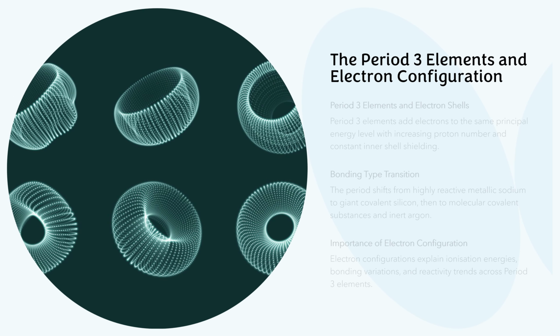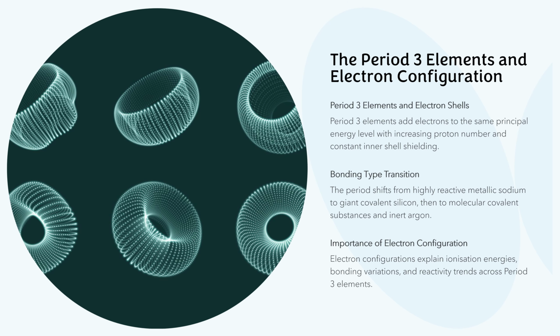Period 3 consists of 8 elements: sodium, magnesium, aluminium, silicon, phosphorus, sulfur, chlorine, and argon. Across the period, the proton number increases by 1 each time, while electrons are added to the same principal energy level. This means that shielding from inner electron shells remains relatively constant, which is a crucial idea when explaining trends.